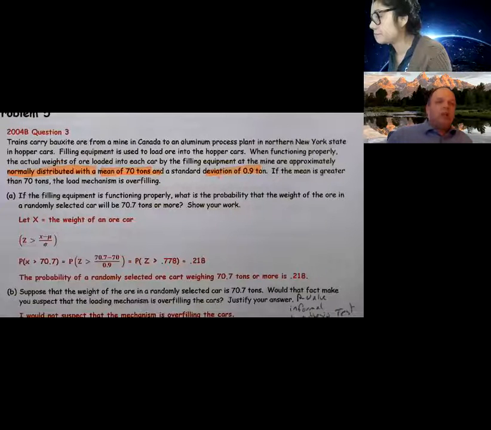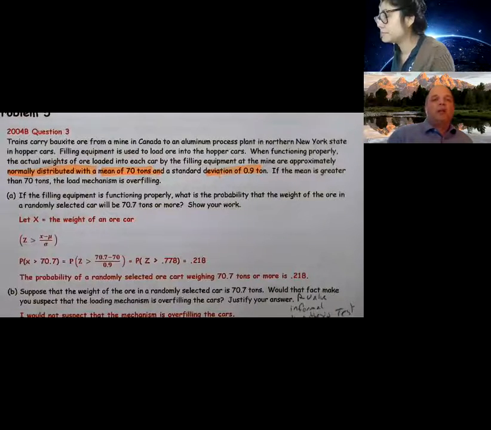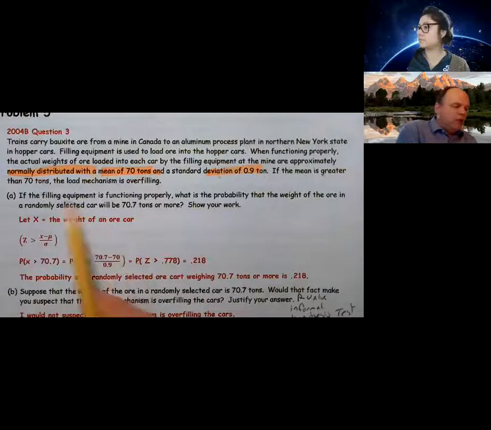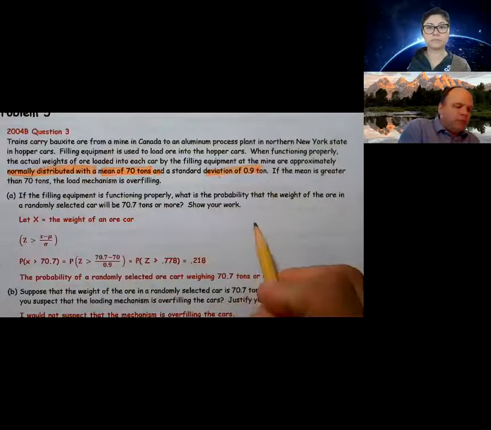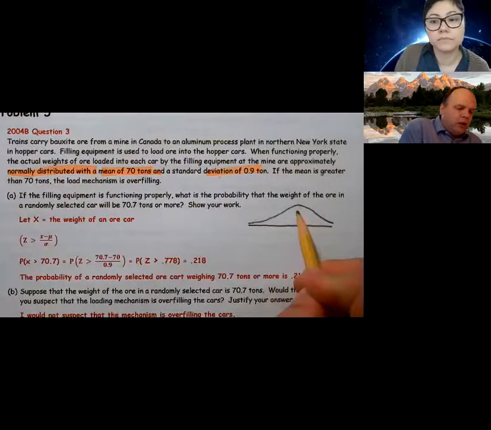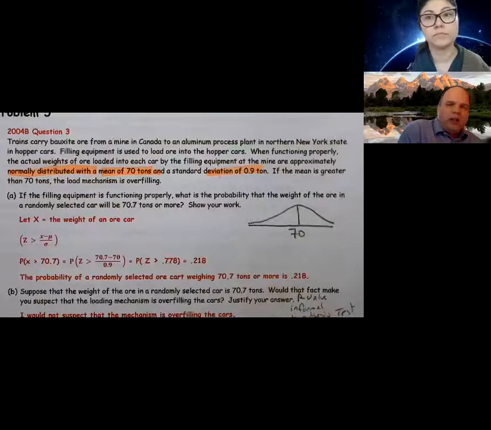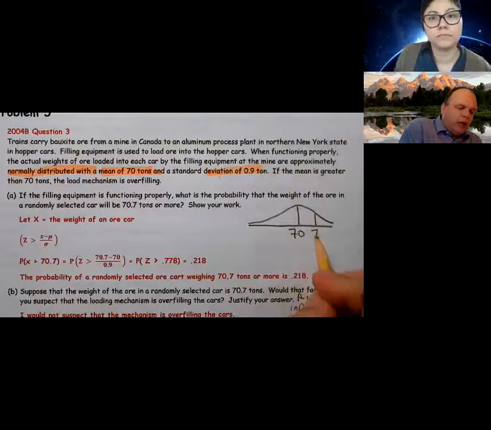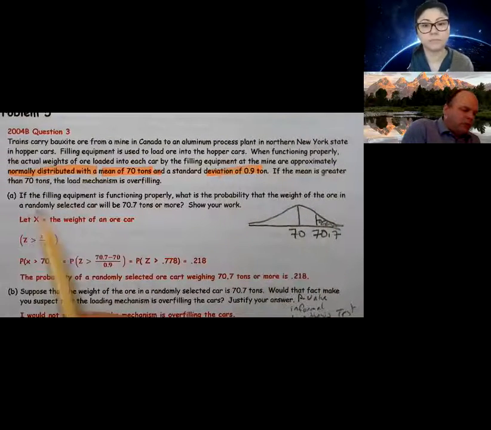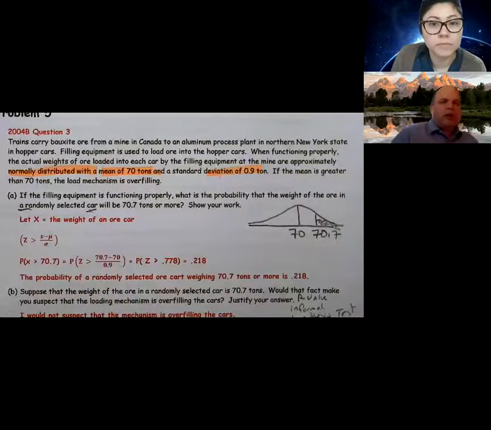So if the filling machine equipment is functioning properly, what's the probability that the weight of the ore in a randomly selected car will be 70.7 tons or more? So if it's functioning properly, the mean should be 70, and we want to know the likelihood that it's 70.7 or more. And a car, so we're talking about one.